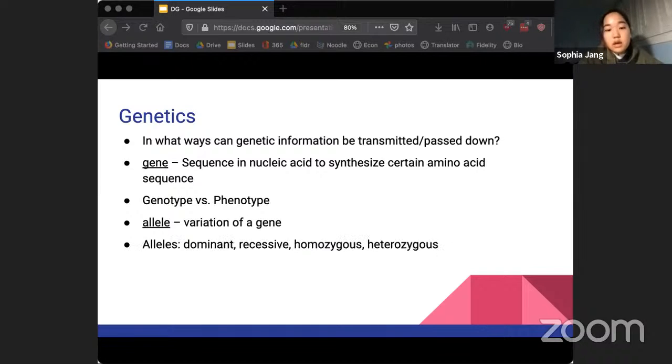So you can have dominant and recessive alleles, where dominant alleles will overshadow recessive alleles, and a lot of genes will have a combination of two alleles. So you can have homozygous, where you have two of the same alleles, or heterozygous, two different alleles.